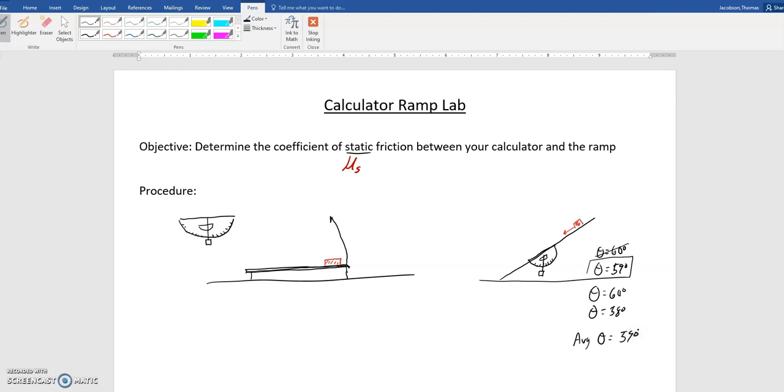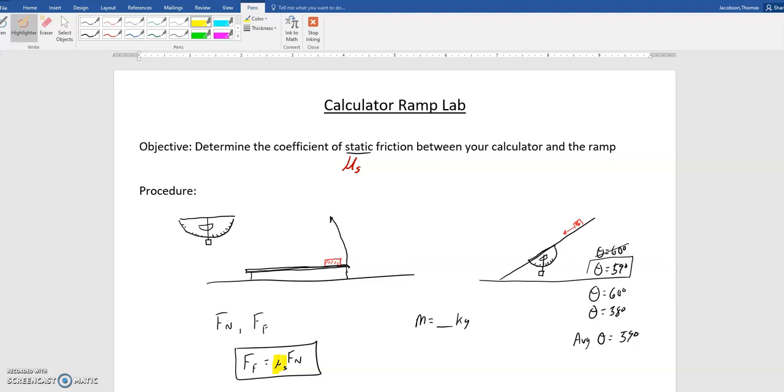Yours might be different. You're also going to go to the back of the room and put your calculator on the scale and get how many kilograms it is. Based off what you've already learned in class, from the angle of the ramp and the mass, you should eventually be able to solve for F_n, and you should be able to solve for F_f using horizontal and vertical forces. And then ultimately, using F_f equals mu F_n, you should be able to solve for mu.